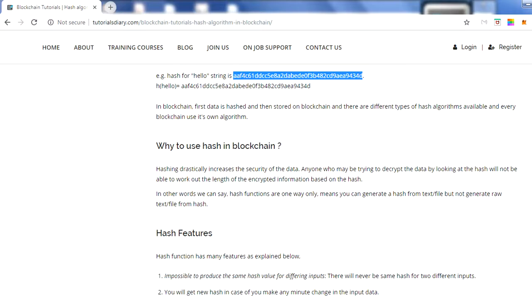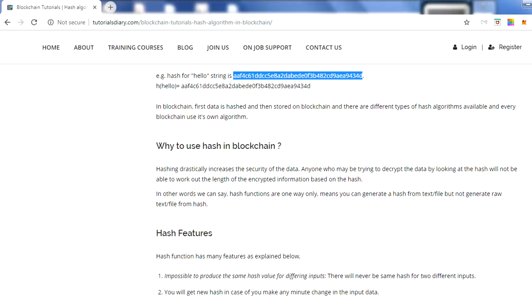And whatever information is being stored in the blocks, it is being stored in the form of hash. So you will not store the information in a plain text format. Every information which you store gets encrypted with the help of this hash, and only then will it get stored to a blockchain. Okay, so now the question comes: why use a hash in a blockchain?